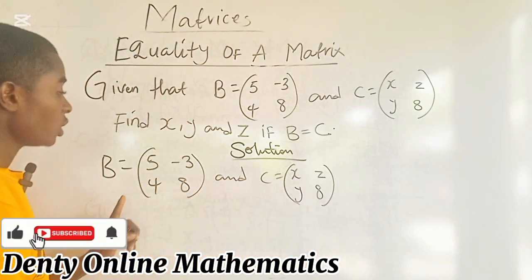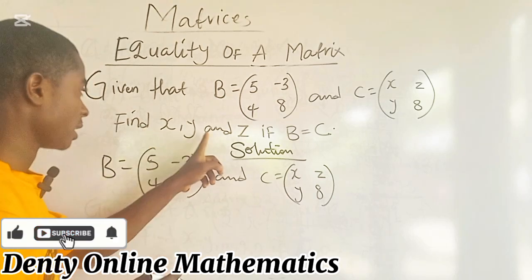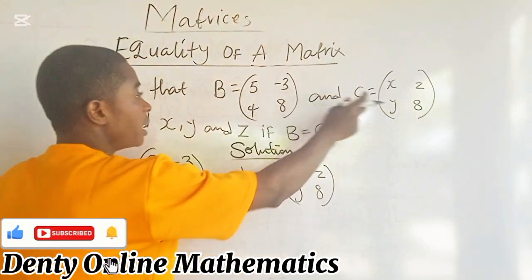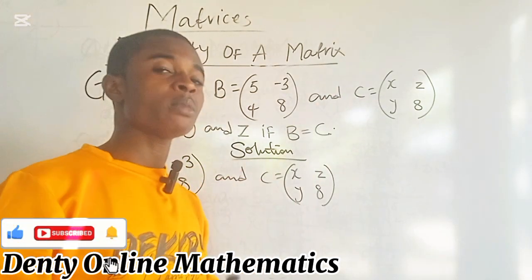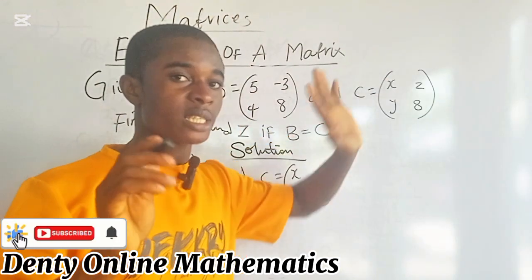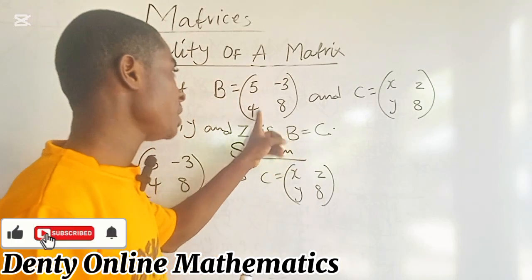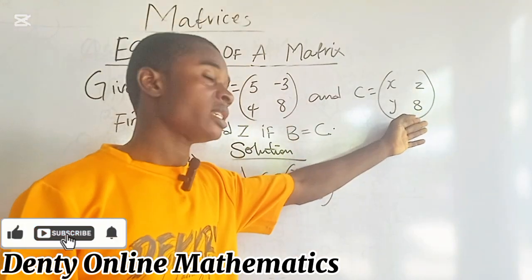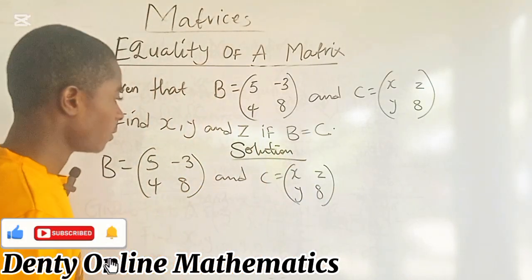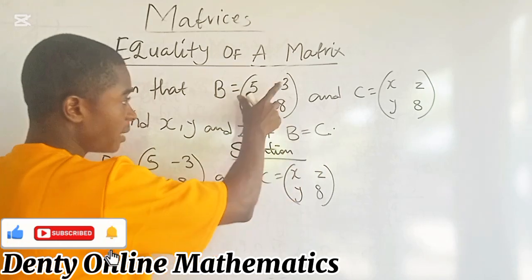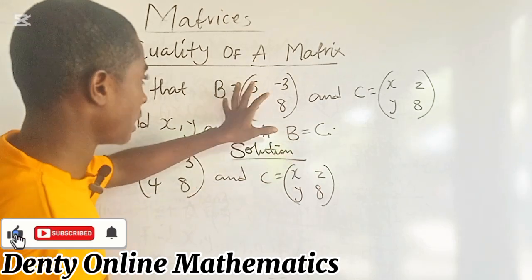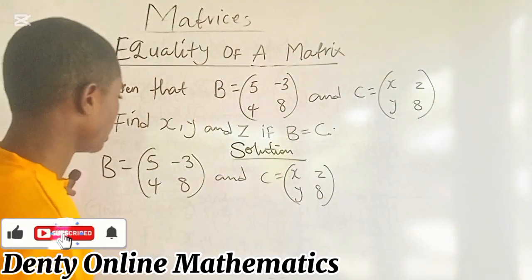For these two matrices to be the same, we are going to find X, Y, and Z. If B is equal to C, that means these two matrices are the same. And we said for two matrices to be the same, the order of matrix B must be equal to the order of matrix C. Since we already know that they are the same by this statement here, this is how you can now do it.